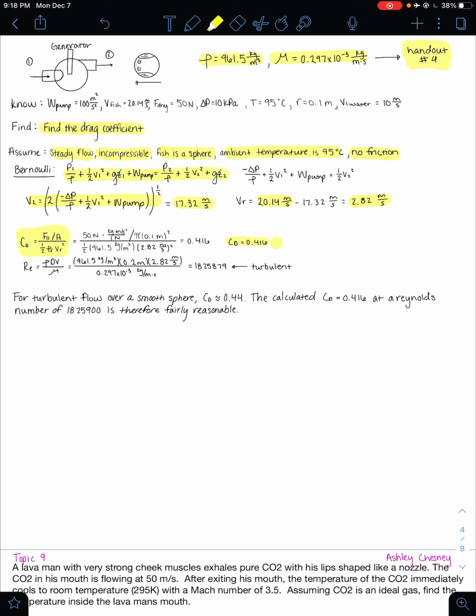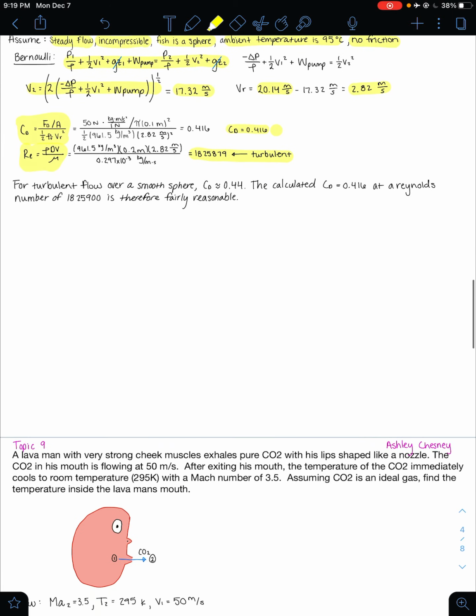And in order to see if this is reasonable, the Reynolds number at the velocity that was calculated was found, and that was found to be a turbulent value. And for turbulent flow over a smooth sphere, the drag coefficient is usually a constant 0.44. And since the calculated drag coefficient was 0.416 at a turbulent Reynolds number, this is likely a fairly reasonable calculation.